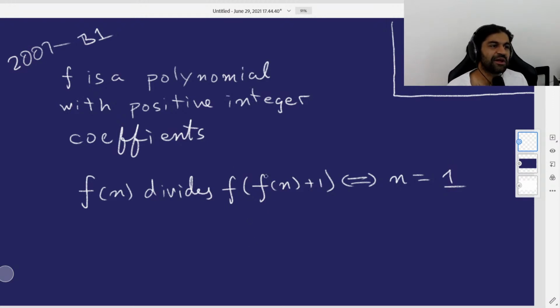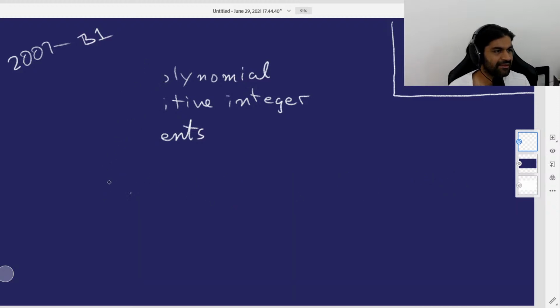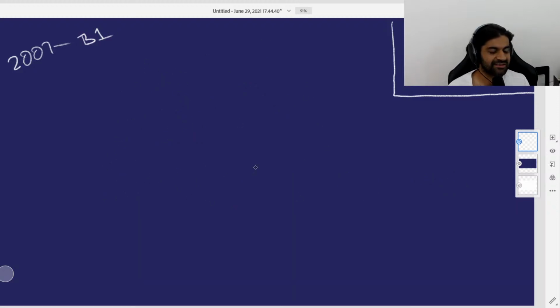So f is a polynomial with positive integer coefficients. You want to show that f of n dividing f of n plus 1 is the same as n being 1. Okay? Why would this be the case? Well, let's think about this for a second. What we are going to do is we are going to work mod f of n.